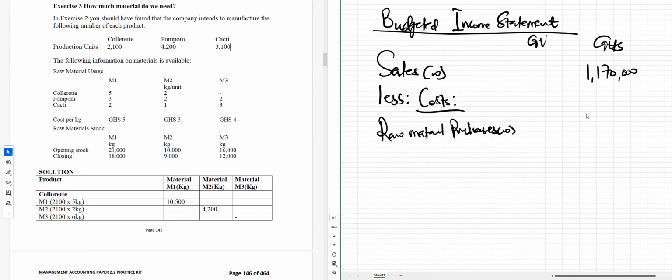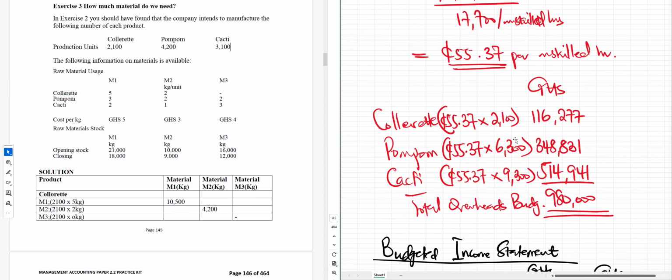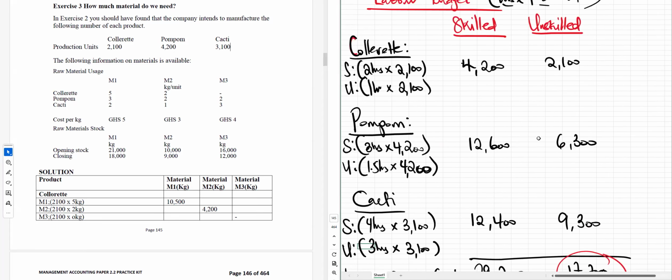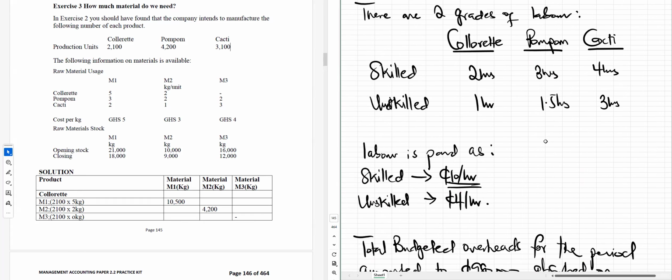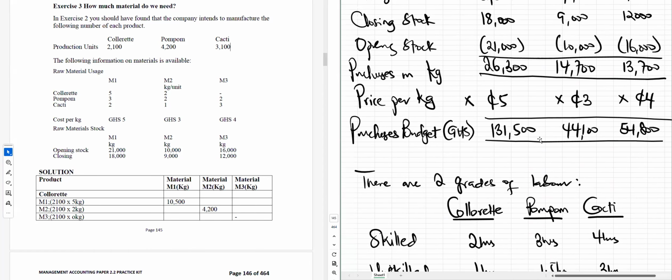Do you guys remember? Raw material purchases. These are purchases. We need to add them up. That's how much? 131,500. Right? Plus 44,100 plus 54,800. 230,400.